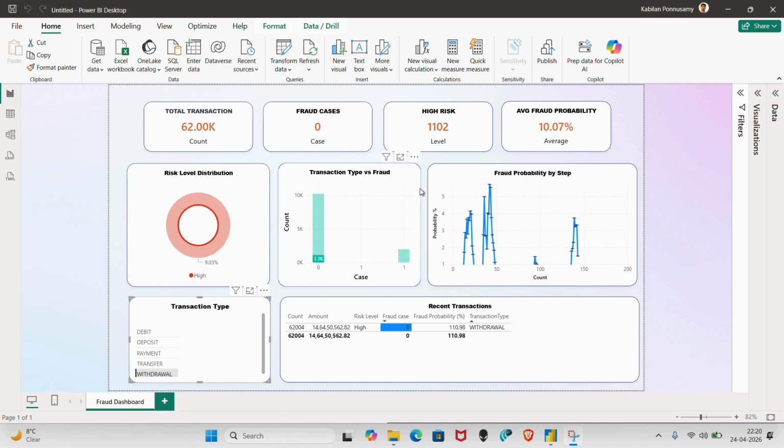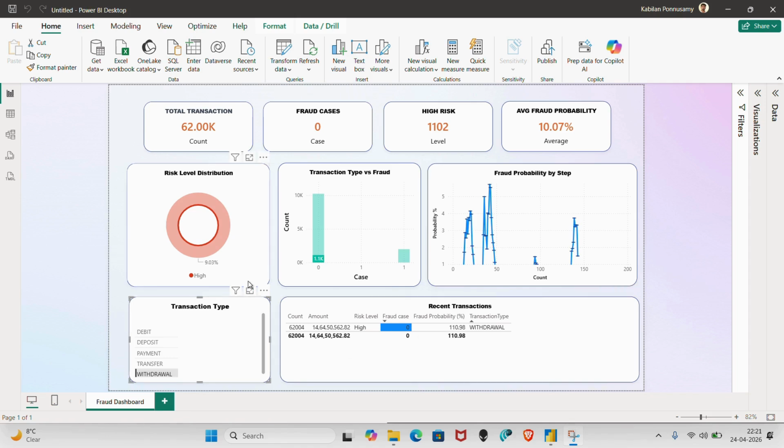The risk level distribution also shows that 9.03% of withdrawal transactions fall under high risk. The transaction type versus fraud chart confirms 0 fraud cases. The fraud probability by step chart shows higher probability spikes, similar to deposit transactions. In the recent transactions, there are 62,004 transactions, and the amount and the fraud probability for the withdrawal transaction. So overall, withdrawal transactions show high risk but 0 confirmed fraud, meaning they require monitoring but are not as dangerous as transfer transactions.